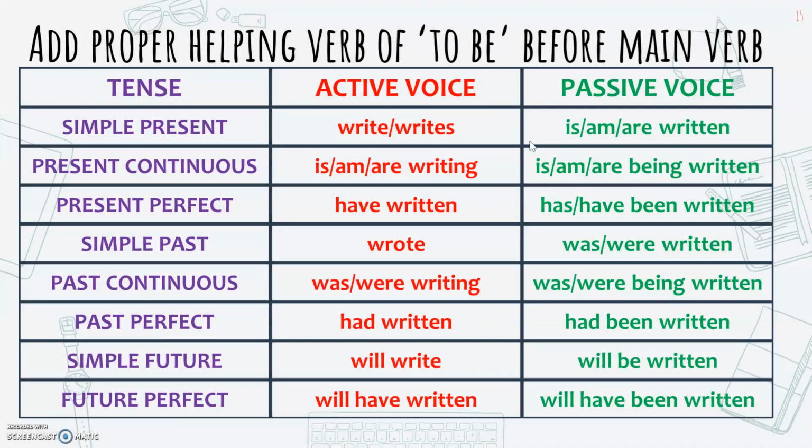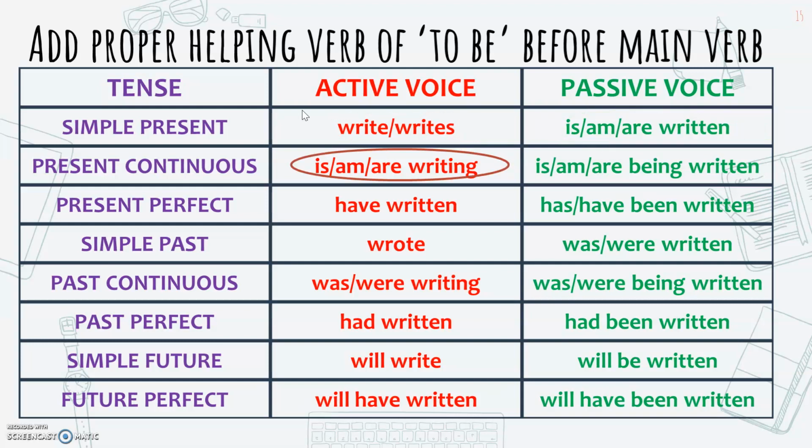We need to take note of this table to help us in adding the proper helping verb for step number 4. We will use the verb write as example. For the simple present, write or writes will become is, am, are, depending on the number of the subject. Written, which is in the verb number 3 or past participle form.